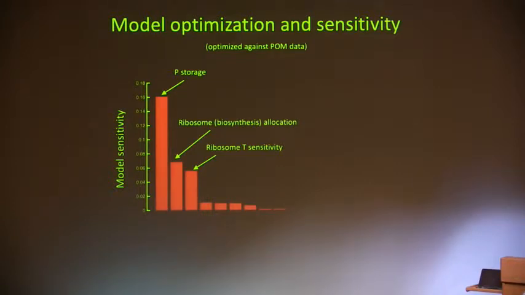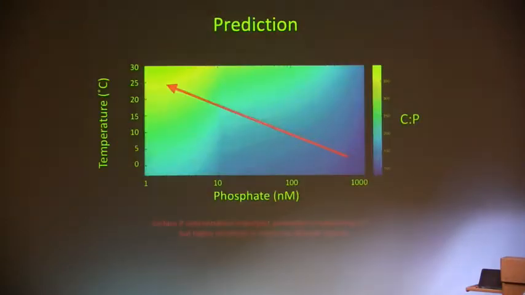Unfortunately, we don't really know very well what regulates P storage in phytoplankton, so that is a major problem. But nevertheless, the parameter that controls P storage is by far the most important parameter, and one that we really need to understand in the laboratory in order to understand what controls the C to P ratio of phytoplankton. Another one is the allocation, how much of the biomass is allocated to ribosomes, and then finally the ribosome's temperature sensitivity.